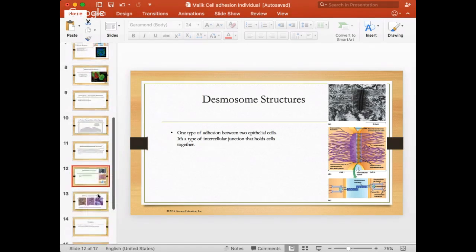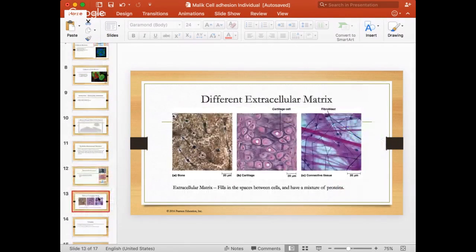As we continue, we have the different extracellular matrix. The extracellular matrix basically fills in the spaces between cells and has a mixture of proteins. So in this figure, you can see the extracellular matrix plays a role in shaping the mechanical properties of organs and tissues.